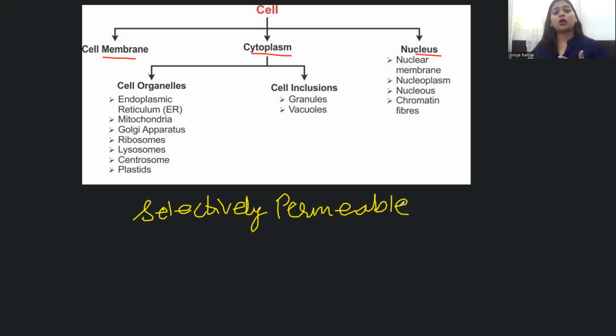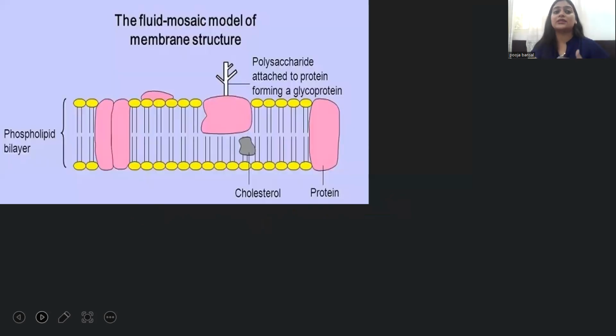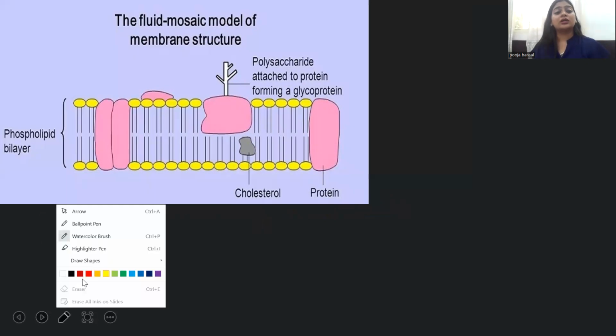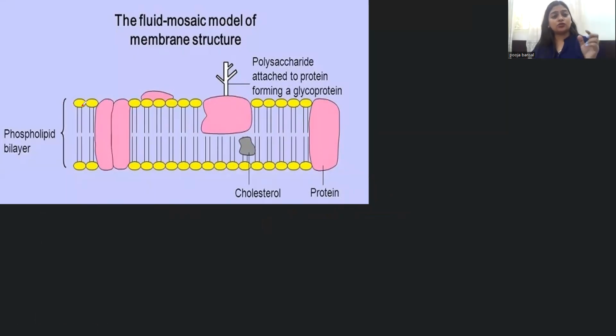Let us first of all talk about its structure. There were two scientists, Singer and Nicholson. They gave one model, although a number of models were given earlier also, but the most accepted one is the fluid mosaic model. Now, as you all can see on my screen, what is this fluid mosaic model? Can you see this round yellow colored structure with two tails? These are lipids. So it has two lipid layers, the upper one and the lower one.